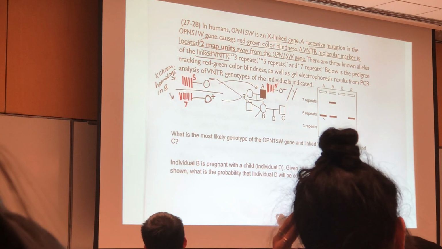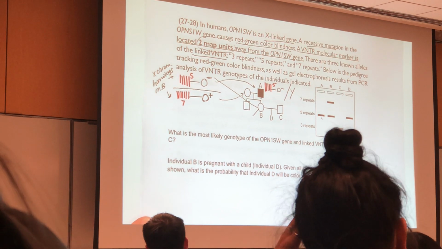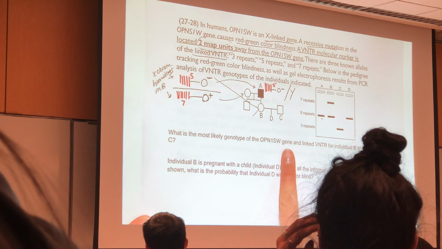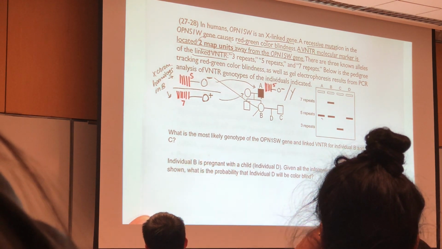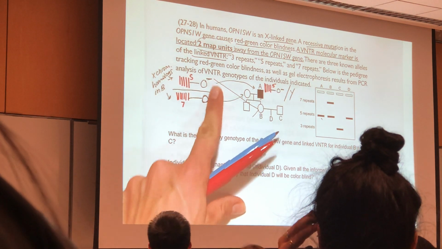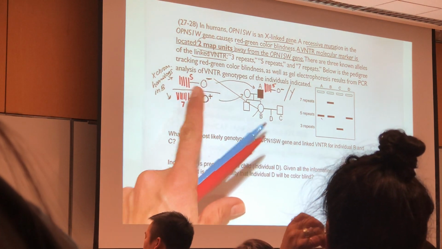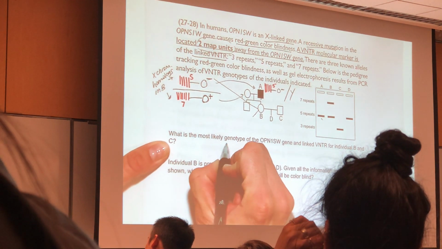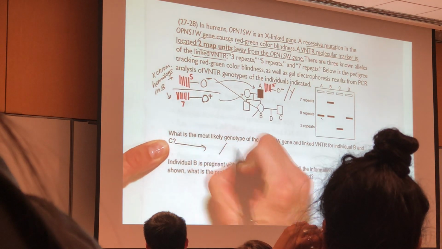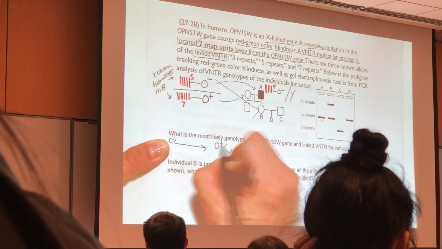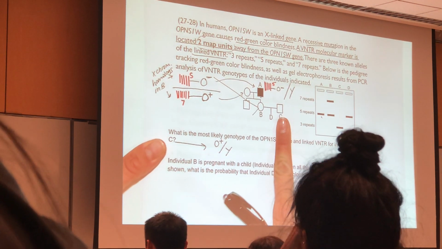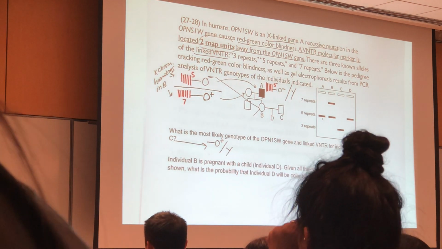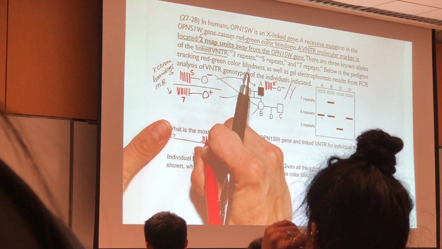Individual C, X, Y, not colorblind. What's the most likely genotype of the OPN1 gene and a linked VNTR for individual B? We just did individual B, right? Heterozygous for the OPN1 gene, alleles 5 and 7. Individual C has a Y chromosome. They have a wild type allele of OPN1 because they are not colorblind. And on their X chromosome with that wild type allele, how many VNTRs do they have? 3. 1, 2, 3.